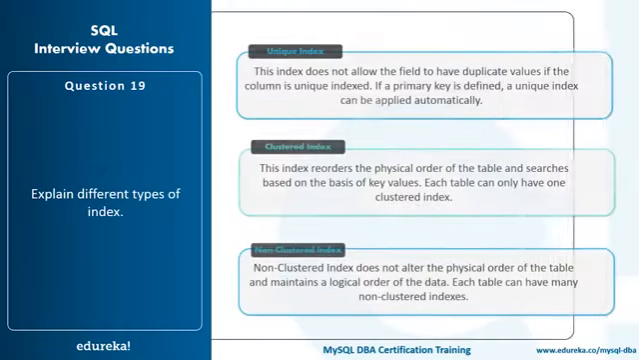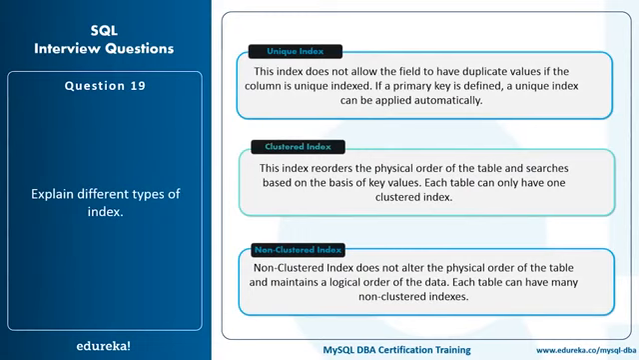So mainly there are three types of indexes that are used: the unique index, the clustered index, and the non-clustered index. The unique index basically does not allow the field to have duplicate values if the column is unique indexed. If a primary key is defined, a unique index can be applied automatically. So the unique index is mainly used when you do not want any duplicate values to be present in the column. Now moving to the clustered index, the clustered index basically reorders the physical order of the table and searches on the basis of key values. So each table can have only one clustered index.